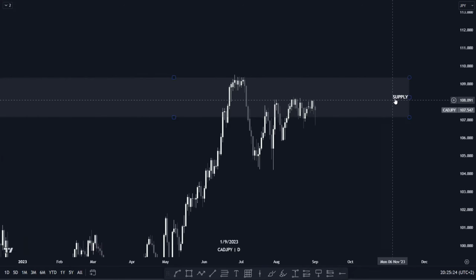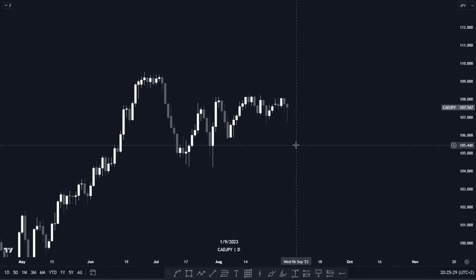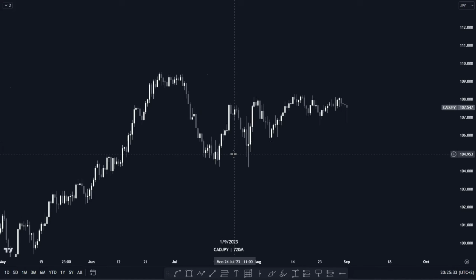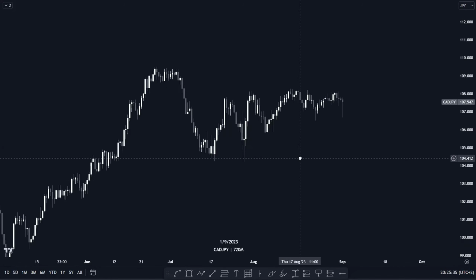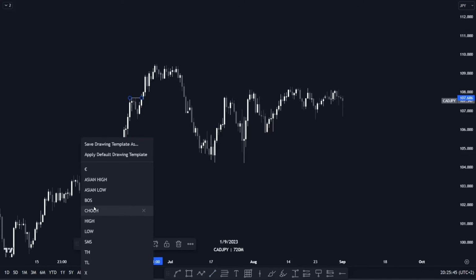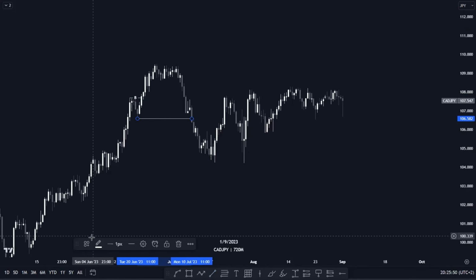Okay, let me just adjust this to the left. Let me just go to our 12-hour chart so that you can see the change of character perfectly. So, okay. So as you can see here, you have this break of structure, a very small break of structure. So you have this break of structure here, and also you have this change of character, okay?